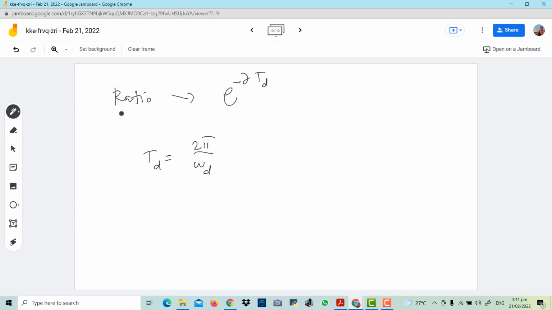Okay? So 2 pi over omega d, and what is omega d? Omega d is given, right? So we have this equal to 2 pi over 1/2 of the omega. Therefore, this is equal to 4 pi over omega. Okay? So this is your period with damping. If you put this one here, the ratio now is equal to e to the minus gamma td.